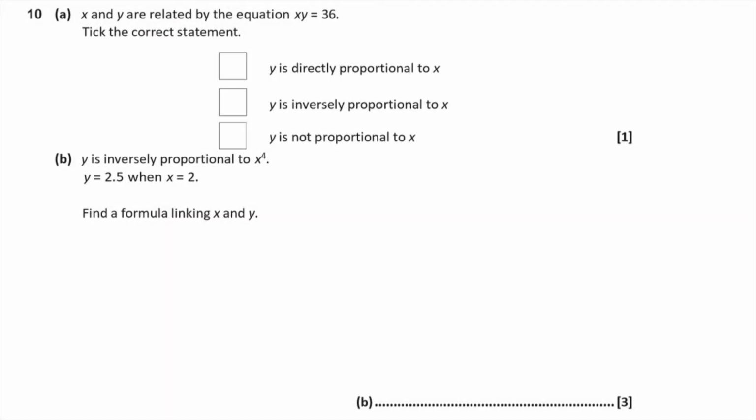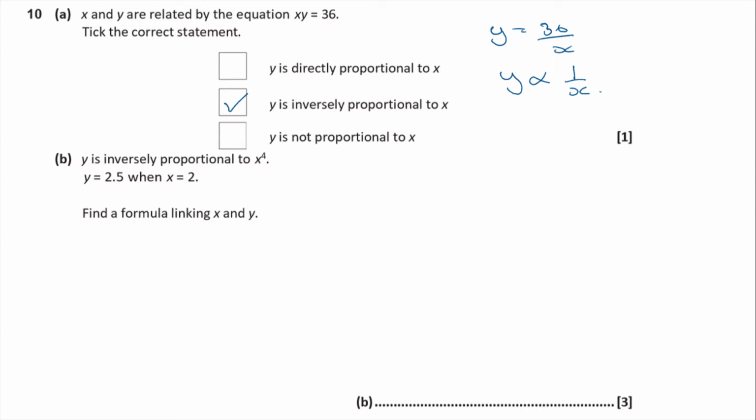Question 10a. x and y are related by the equation xy equals 36. Tick the correct statement. y is directly proportional to x, y is inversely proportional to x, y is not proportional to x. Right, well if I rearrange it so it's y is equal to, by dividing both sides by x, I'm going to get y equals 36 over x, which is a constant divided by x. So that means that y must be in proportion with 1 over x. Okay, so it is inversely proportional to x, it's that one there.